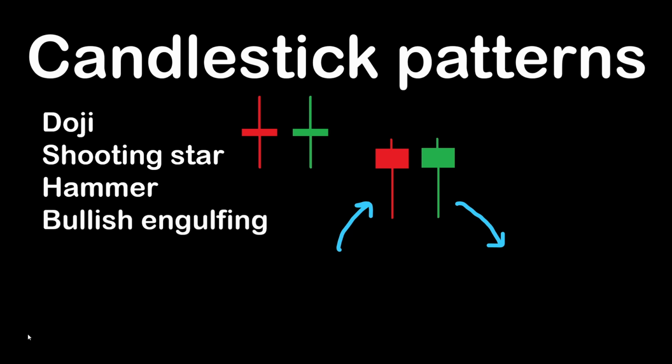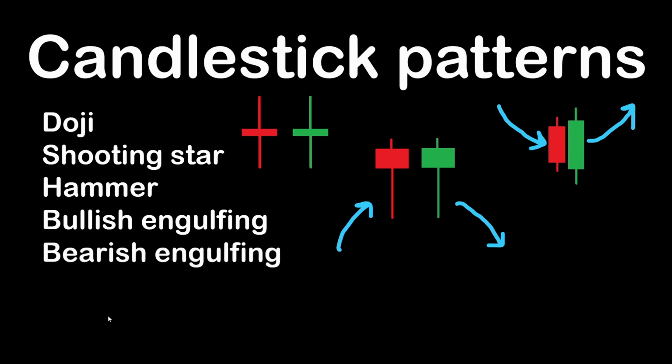Then we go to the bullish engulfing pattern. This is when you have a downtrend and your last candlestick is the red one here, but then it's completely covered by a bigger upward candlestick, the green one. That might be announcing the end of the downtrend and the beginning of a following uptrend.